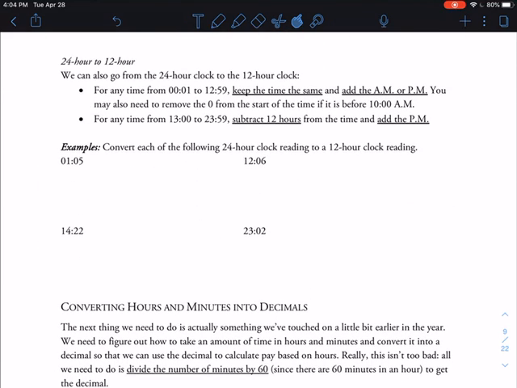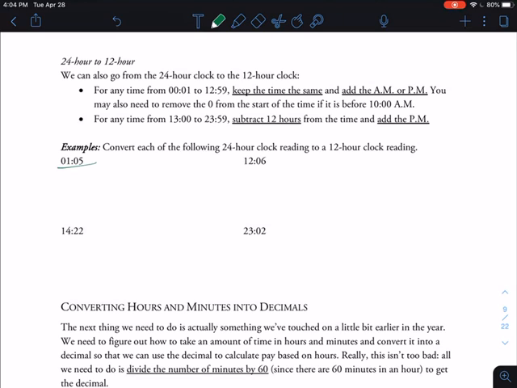So we can also go the other way from 24-hour to 12-hour. When that happens, for any time from 00:01, so 1 minute after midnight, until 12:59, we're going to keep the time the same, and we're going to add AM or PM. In some cases, we'll need to remove the 0 from the start of the time if it's before 10 a.m. Let's look at a couple examples.